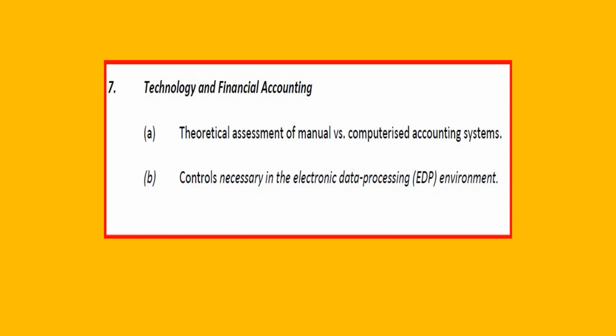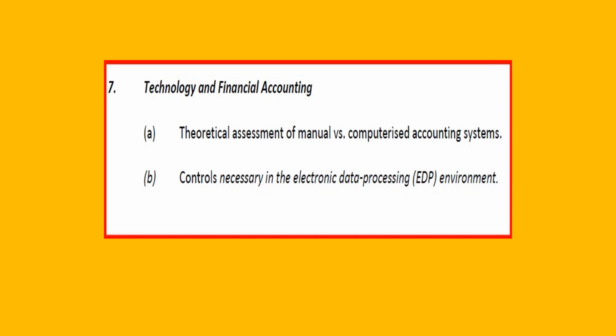Okay, the next topic is technology and financial accounting. Section 7 in the first module, and it deals with the theoretical assessment of manual versus computerized accounting, where students need to be able to tell the difference between manual and computerized accounting in terms of things like efficiency and accuracy and handling of bulk work and things like that.